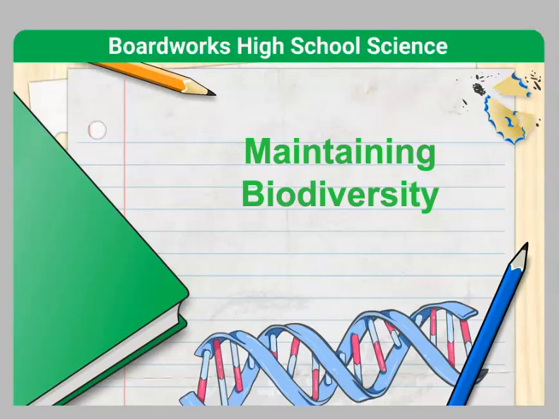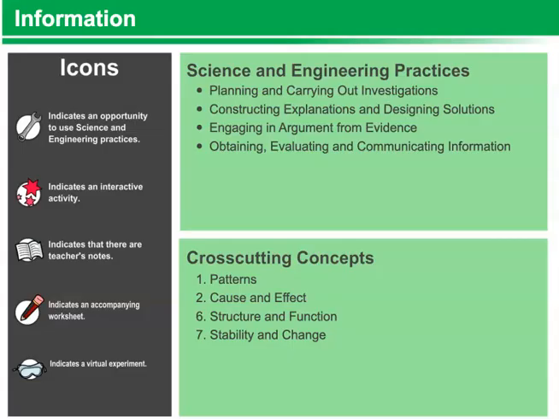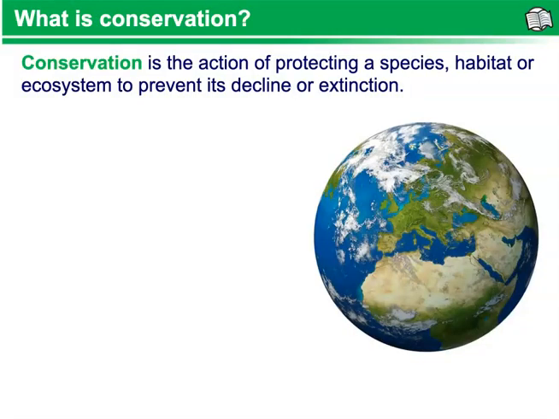Lesson 7, Maintaining Biodiversity. In this lesson, we'll be looking at the science and engineering practices of planning and carrying out investigations, constructing explanations and designing solutions, engaging in an argument from evidence, obtaining, evaluating, and communicating information. We'll also be looking at the cross-cutting concepts of patterns, cause and effect, structure and function, and stability and change.